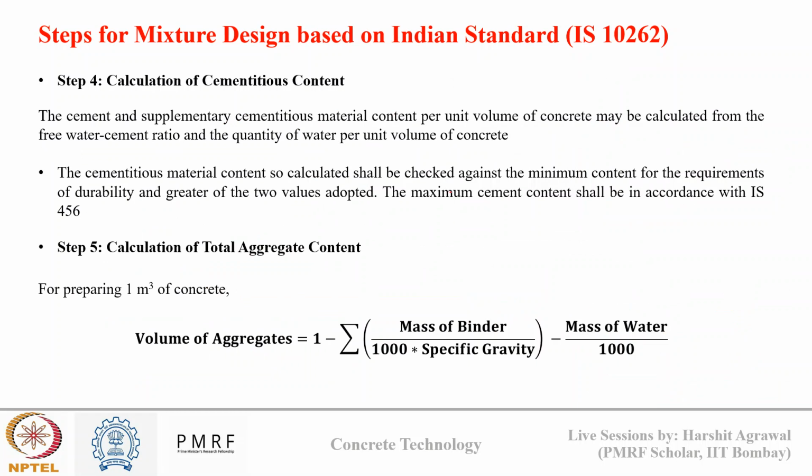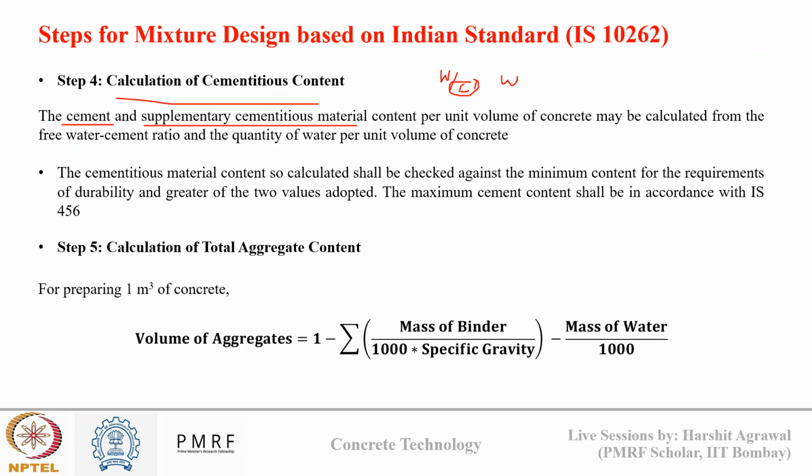Now, fourth step of mixture design is calculation of cementitious content. My cementitious content includes both my ordinary Portland cement and supplementary cementitious material, which we will calculate. Now we know the W/C ratio and we know the water content. So if we know these two things, we can calculate the cement content.